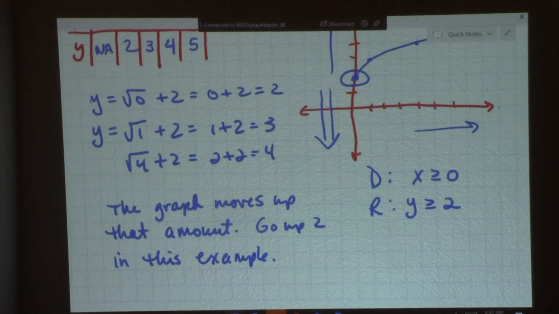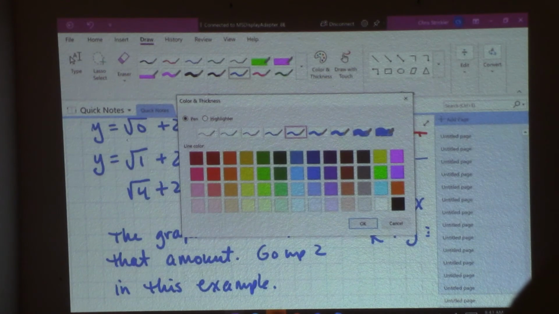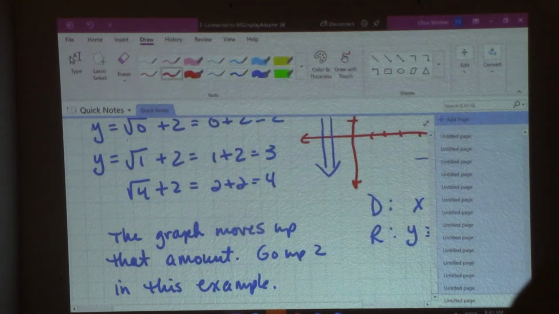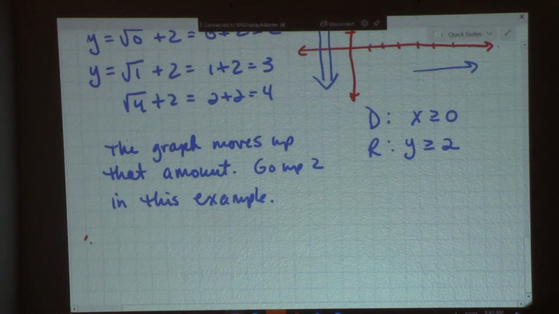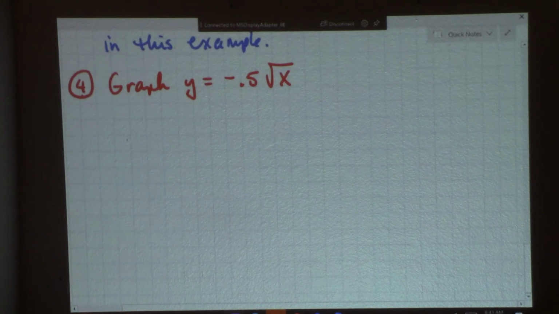Okay, we're going to do one more, and then I'm going to give you some problems to try on your own. Here's number 4. Graph y equals negative 0.5 square root of x. And we have the table there.